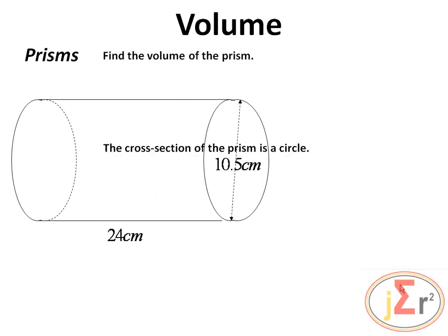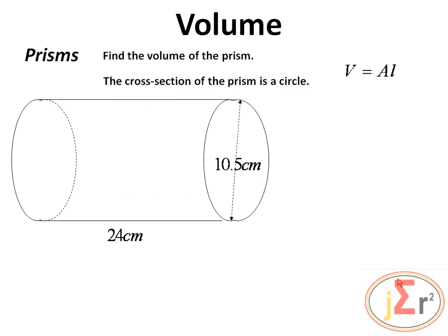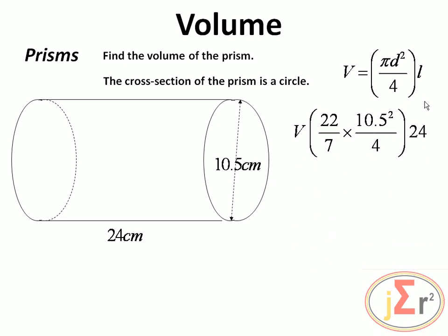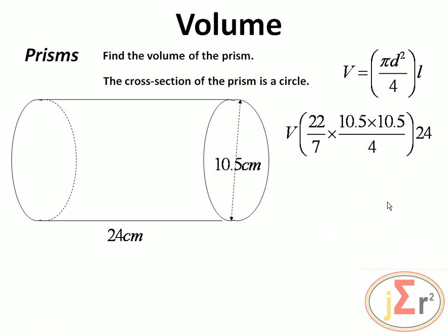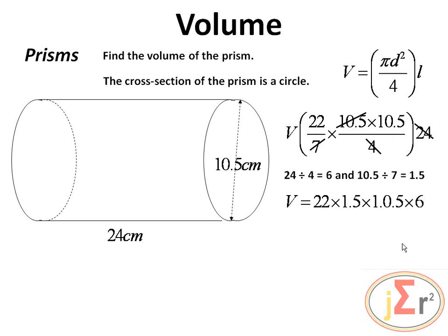And of course, the volume of that one, same way. V is equal to AL, but the area is in the shape of a circle whose diameter is given. So V is equal to pi d squared over 4 times L. And when we are done with that one, we simplify as usual. 4 into 24, and 7 into 10.5 is 1.5. Do not forget that. So we have here 2 times 1.5 times 10.5 times 6. That's what we're going to have.